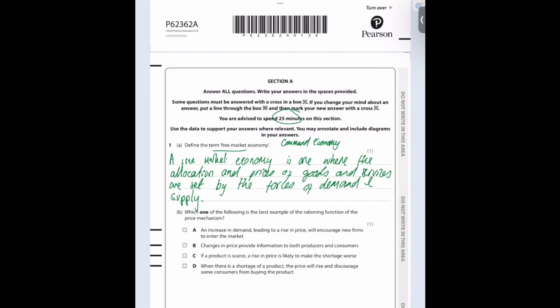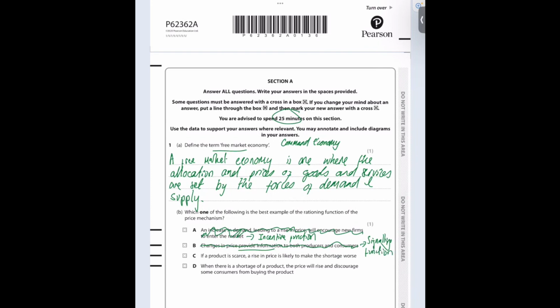An increase in demand leading to a rise in price will encourage new firms to enter the market. Note that is not correct. Instead, actually, that is known as the incentive function of the price mechanism. They're being incentivized to join a market. Changes of price provide information to both producers and consumers. Again, this is not the rationing function, but instead this is the signaling function. Provide information is the key term there.